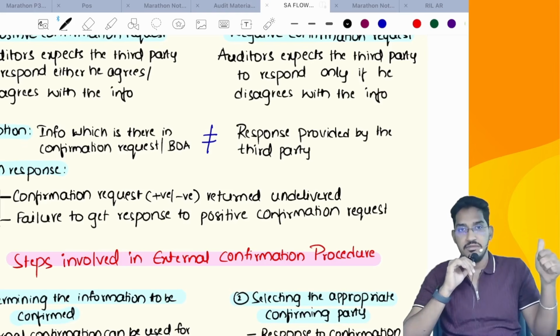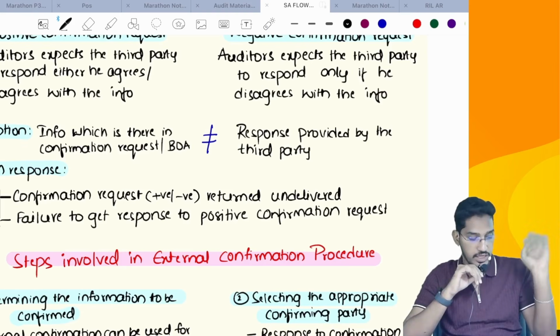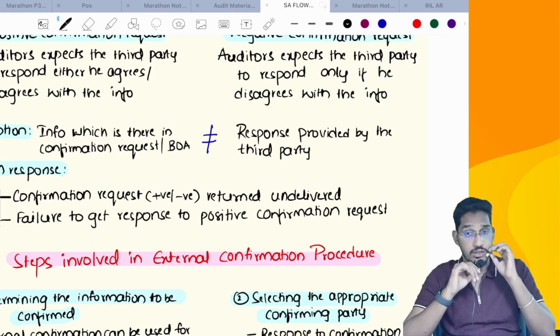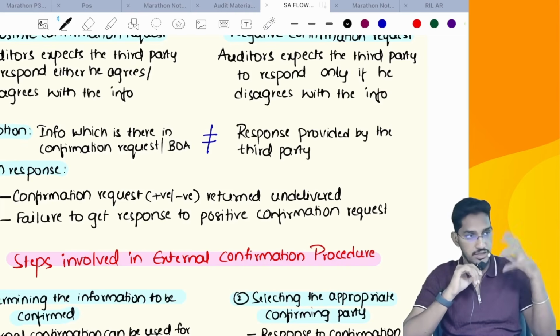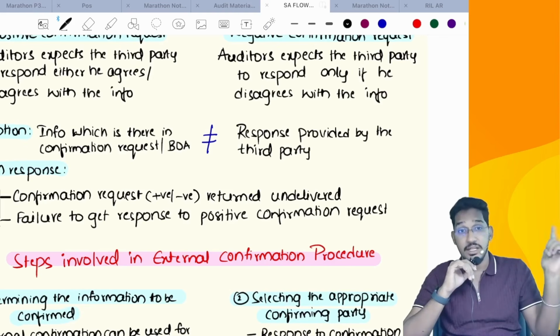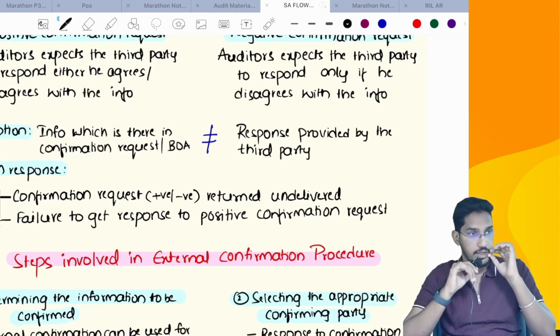Number one, you sent a confirmation request, but it got returned undelivered. You sent a confirmation request, either positive or negative, but it was not delivered, you got it back. Like you sent a post, you got it back. You sent an email, you got a message that the message was not delivered. This we call non-response. Or you sent a positive confirmation request and you did not get the reply. Then also we call it a non-response.